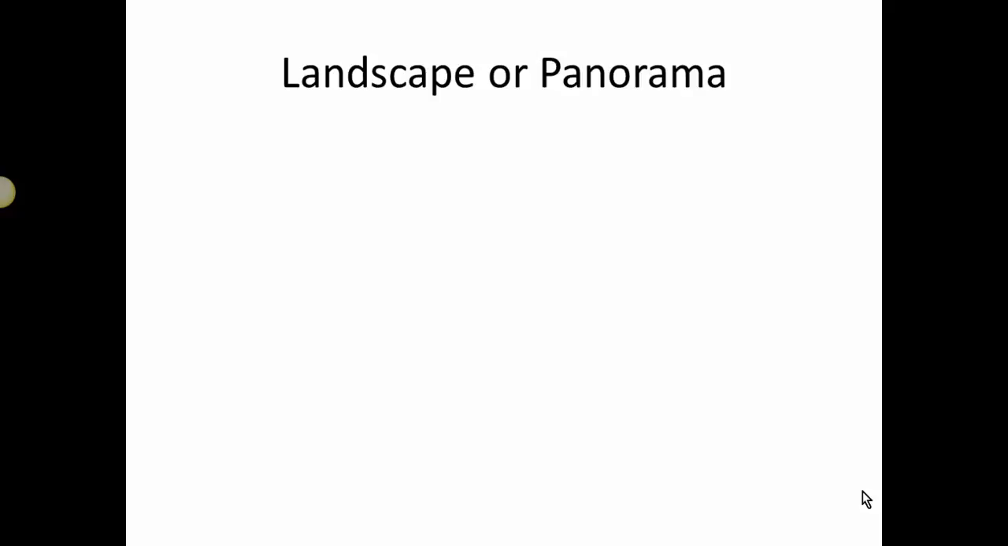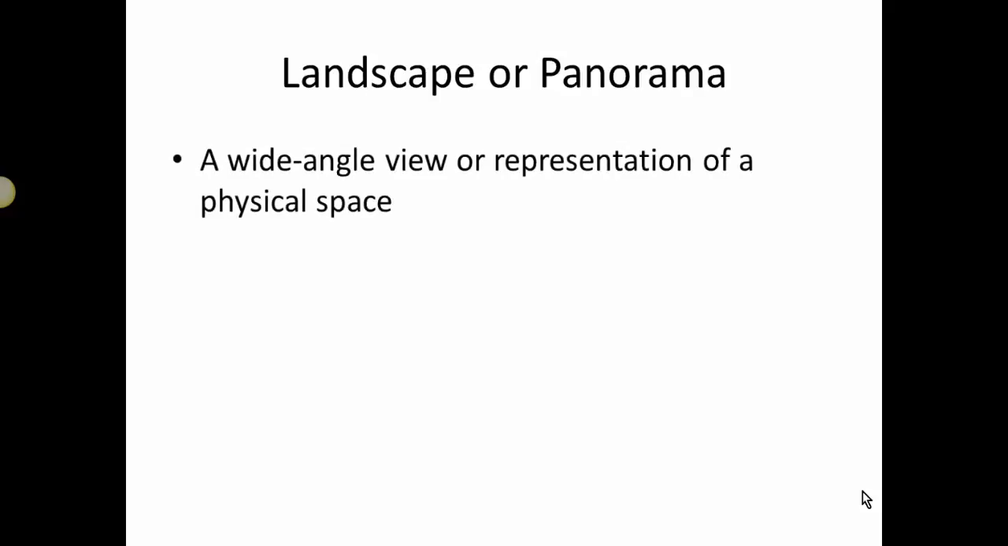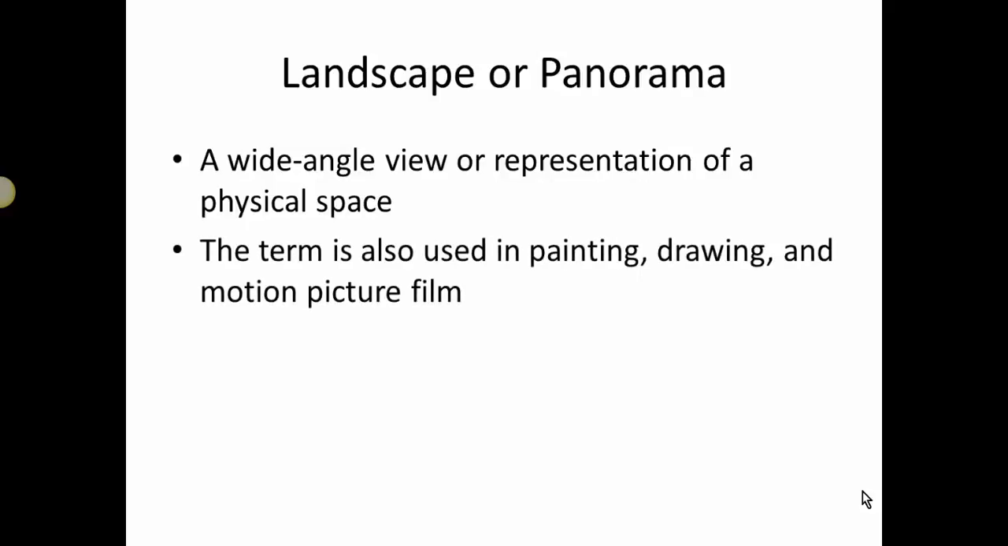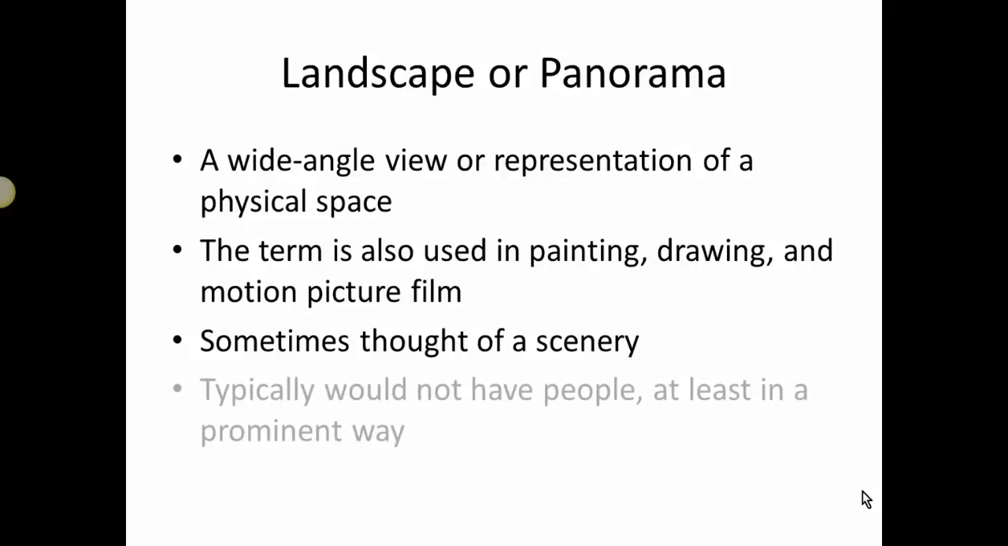Let's look now at the landscape, sometimes called a panorama. It's a wide angle view that represents the physical space you see in front of you. This term is also used in painting and drawing and filmmaking. Sometimes thought of as scenery. Typically, you would not necessarily have people in a panorama. You could, but if they're there, they really don't need to be prominent.